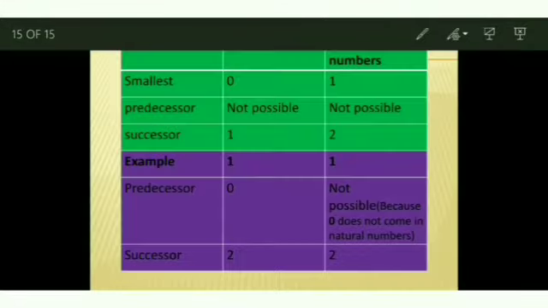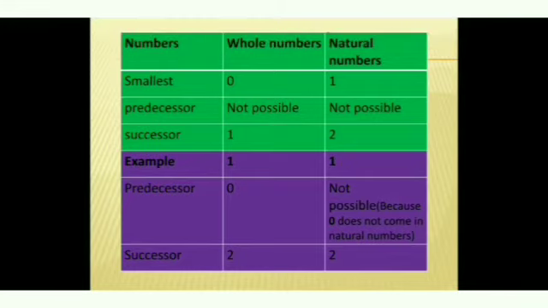If I see the smallest whole number 0, and I need to find the predecessor of that smallest whole number 0, I will have to minus 1 from it. If I do minus 1 from 0, I will not get an answer. So I can say that smallest whole number 0 does not have a predecessor.